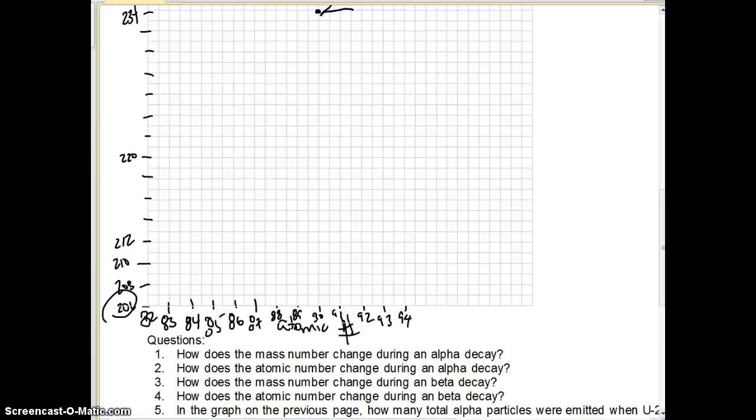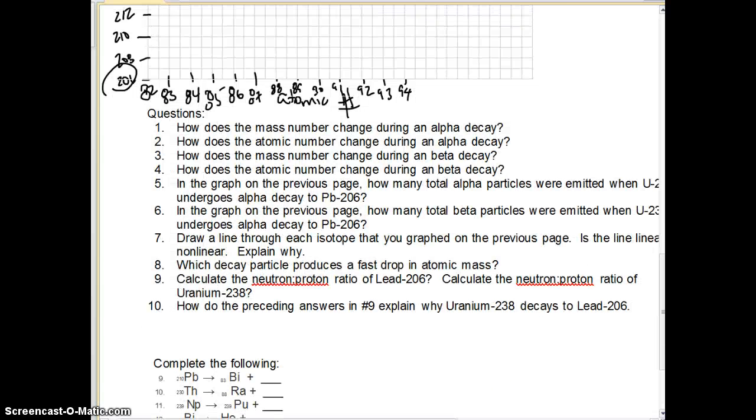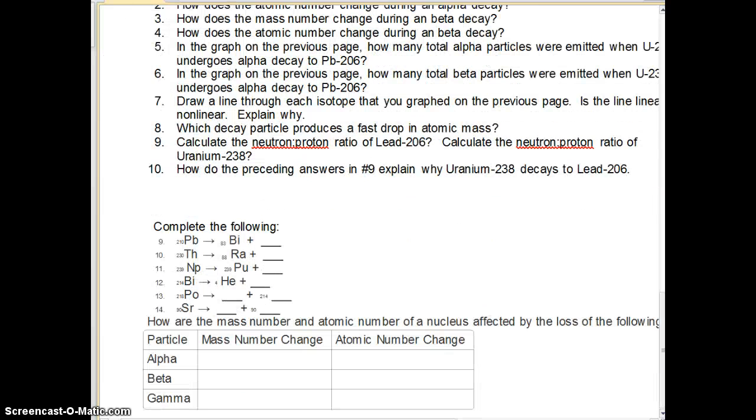Okay, once you've done that, you've got some 10 questions here to answer, and then you have some more to answer down here, and then you have a little table to answer right down here. And this is all going to be due tomorrow, first thing in class. I'll be back tomorrow, and it's your job to get it done today in class. Use your time wisely. And there you go.